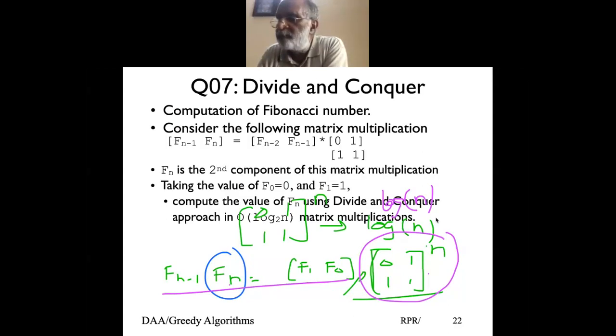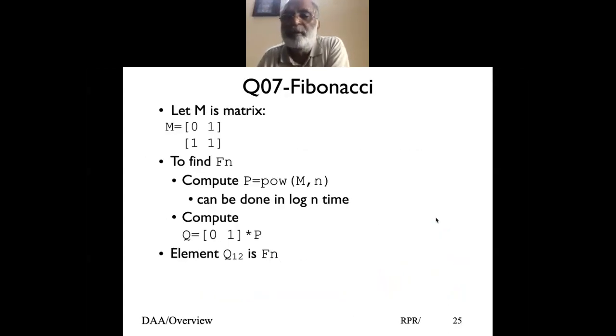As for Fibonacci, question number seven is from Pawan Kumar. Can we use arrays? How do you use arrays? Because the moment you use arrays, it will become order n. So Pawan, that's the reason I say you use matrix multiplication.